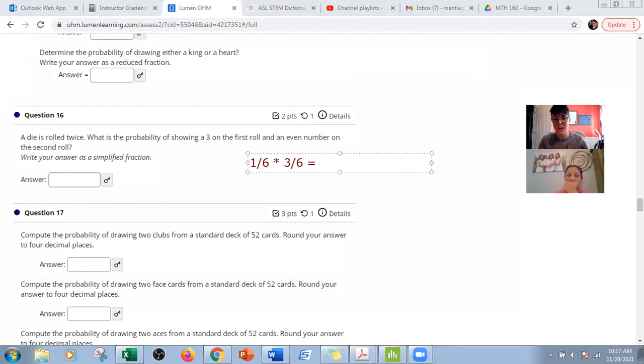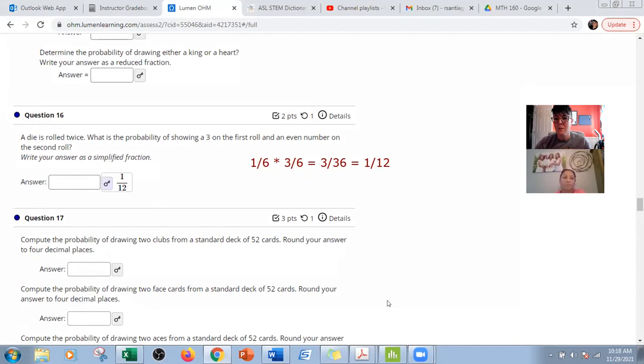So when you multiply these, you'll get 3 out of 36. And of course, some of us, actually quite a few of us, forgot to simplify these fractions, especially when it's requested. So that would be 1 out of 12. Yes. I was like, how did I get this right the first try? How come I can't get it right?